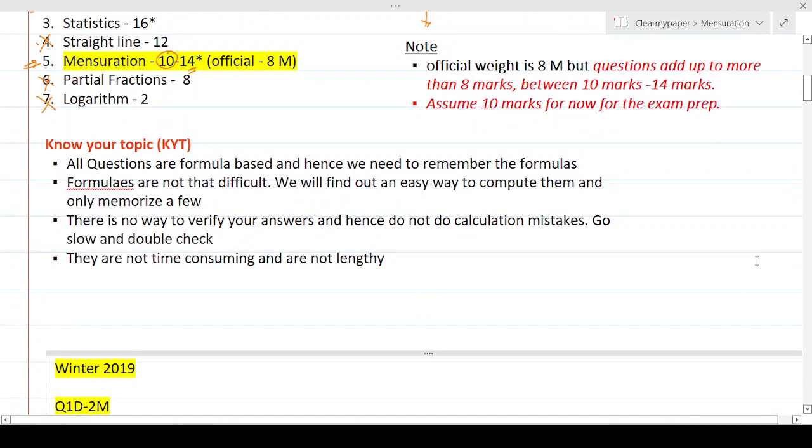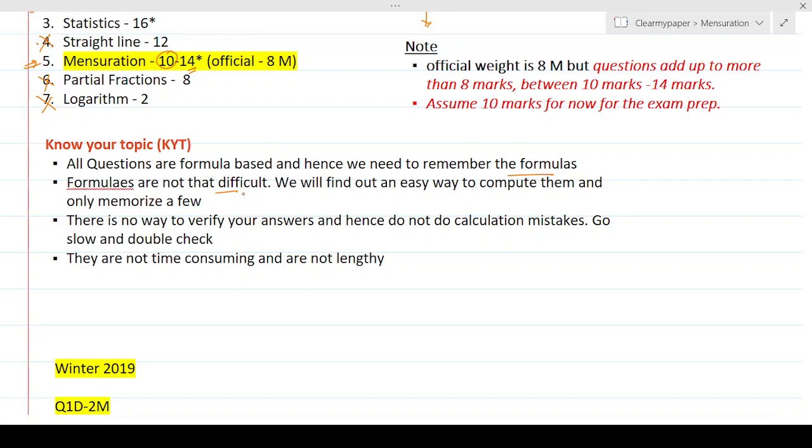So based on that, you will have to remember the formulas for all the different types of mensuration problems. And the good news is the formulas are not that difficult to remember. You don't have to mug up or memorize everything. You just memorize a handful of ones which you already know, maybe 3 or 4. And for the remaining, I will teach you a way to easily compute them on the fly. So you don't have to memorize the whole thing.